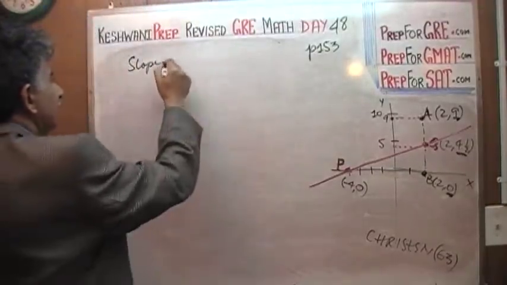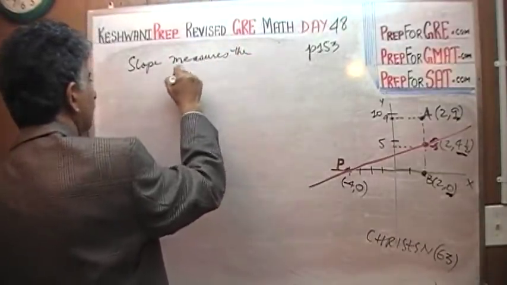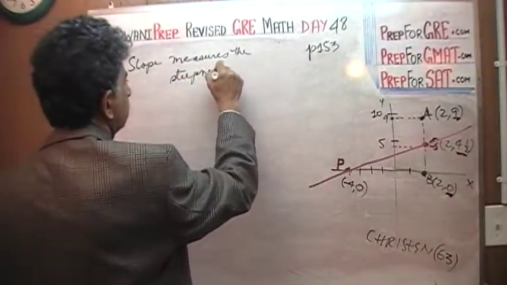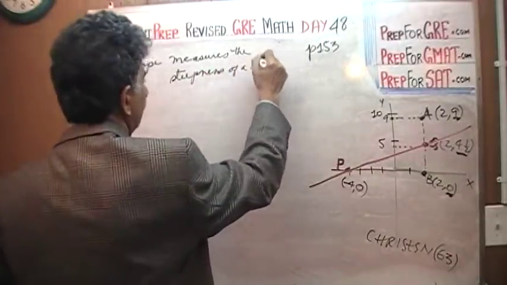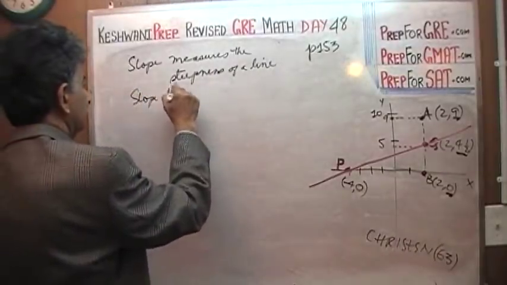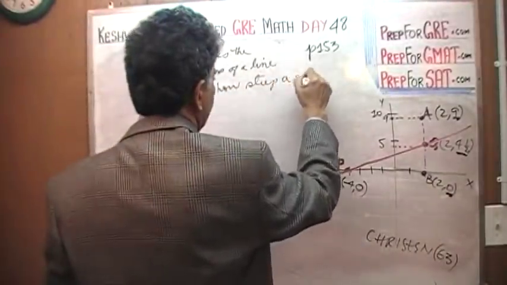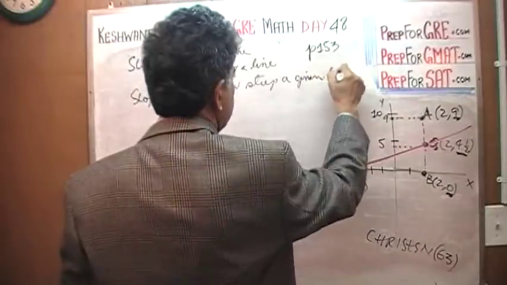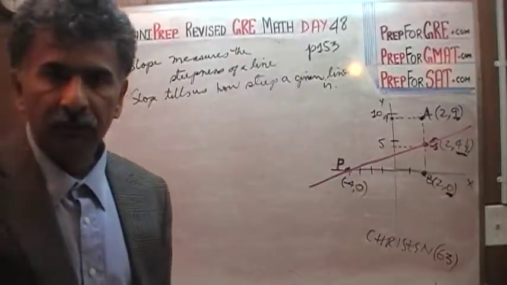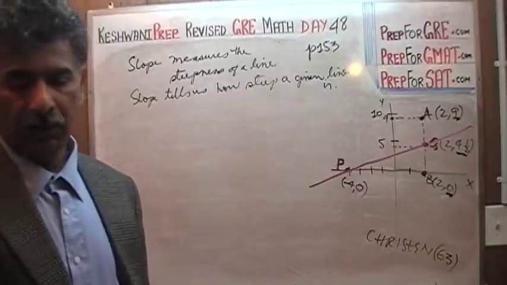Slope basically is a measure. Slope measures the steepness of a line. Slope tells us how steep a given line is. The bigger the slope, the steeper the line. How do we measure the steepness of a line? How do we measure the slope of the line?